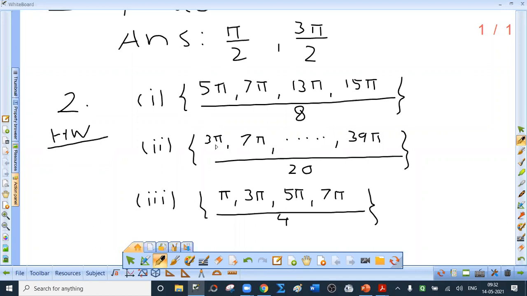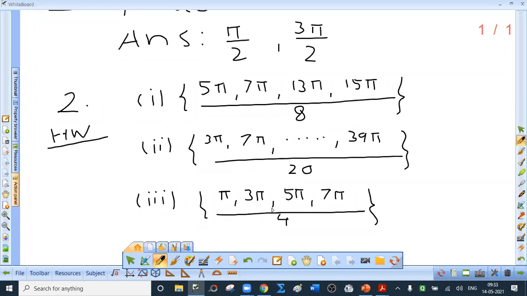In the second, there are so many angles, 3 pi upon 20, 7 pi, just go on adding 4 pi. So 11 pi, 15 pi, 19 pi, 23 pi, 27 pi, 31 pi, 35 pi up to 39 pi. Denominator is 20. I hope you are getting this. So what are the angles? 3 pi upon 20. Go on adding 4 pi in the numerator. So 7 pi, 11 pi up to 39 pi. And this is the answer for third one.